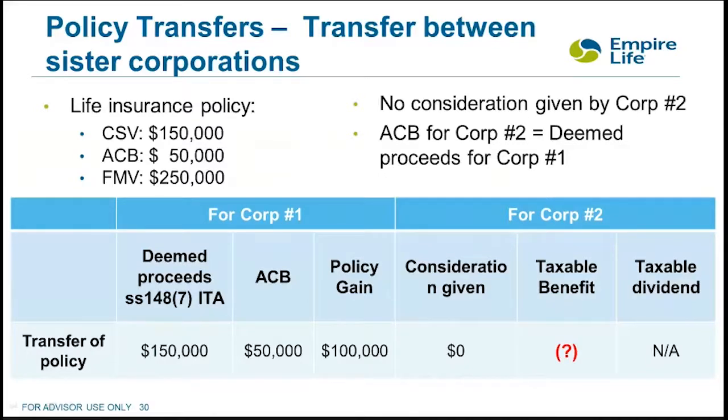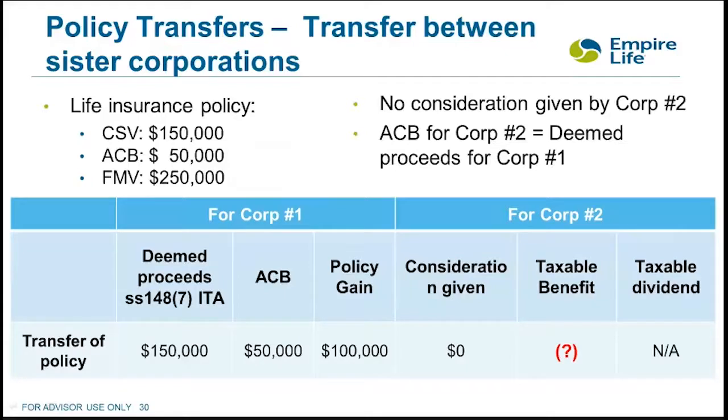Since Corporation 1 and Corporation 2 are controlled by the same shareholder, they're deemed not to be dealing at arm's length. Since the transfer is between two corporations not dealing at arm's length, we're back to the rules in 148(7), the non-arm's length transfer rules. Therefore, the deemed proceeds of the disposition for Corporation 1 are the greatest of those three amounts: consideration paid, cash surrender value, and policy ACB. In this case, the deemed proceeds will be equal to the cash surrender value of $150,000, resulting in a policy gain for Corporation 1 of $100,000. The deemed proceeds will also be the new ACB of the interest in the policy for Corporation 2.